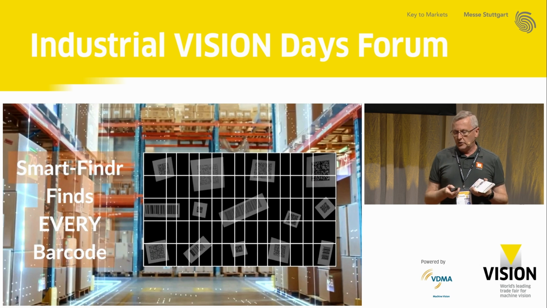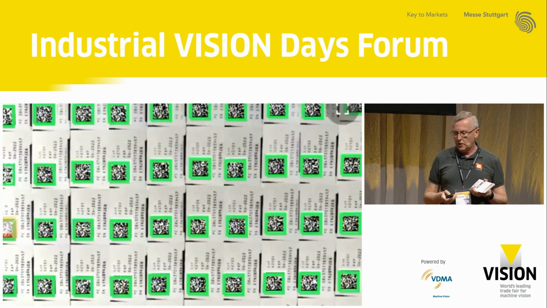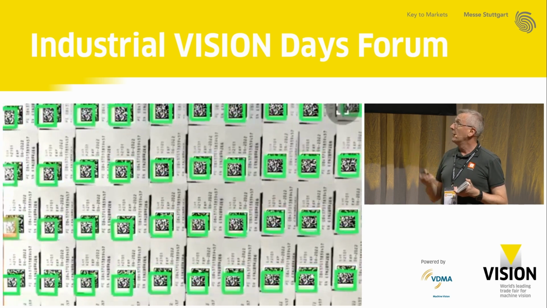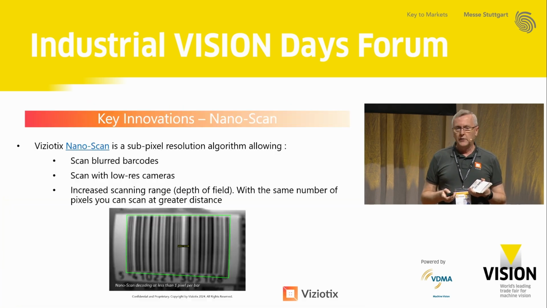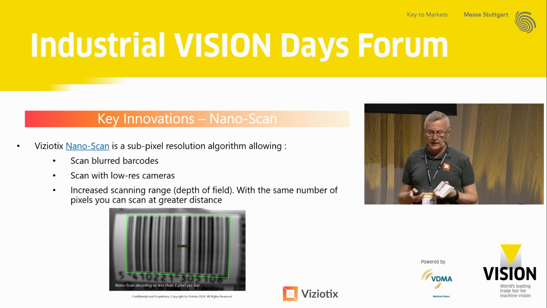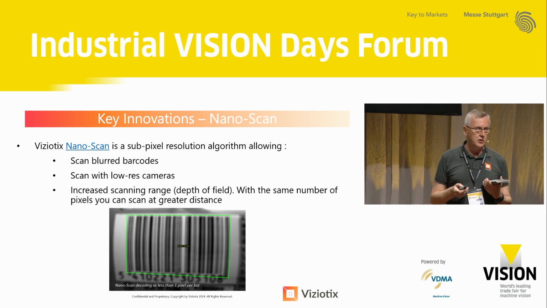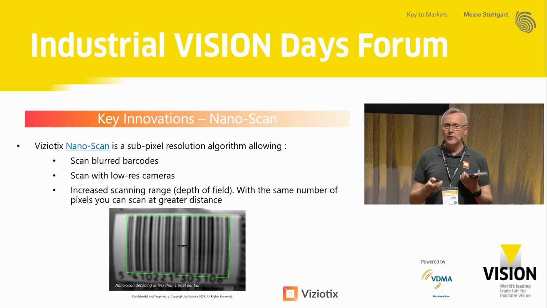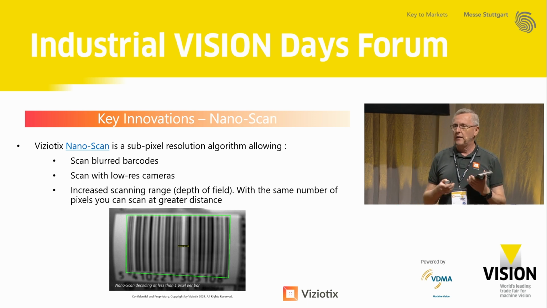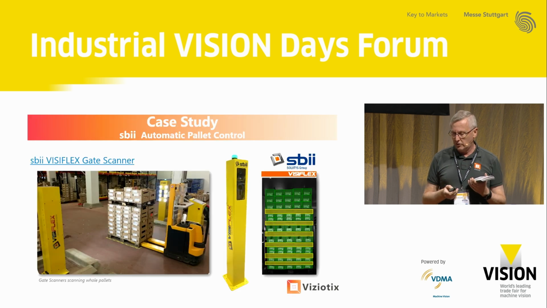So we have special applications to find these barcodes. You can see it working there, for instance, on data matrix codes. We have special algorithms for things like blur, how to manage with very blurry barcodes, so when you're out of focus, or when something is moving in the image, which is often the case in our applications.